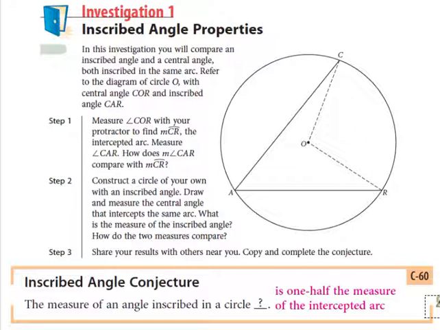So if it's one of those inscribed angles, it's half the measure. So if the central angle would be 60, the inscribed angle would be 30. So it's always half the measure of the intercepted arc. Okay, so let's look at investigation number 2.